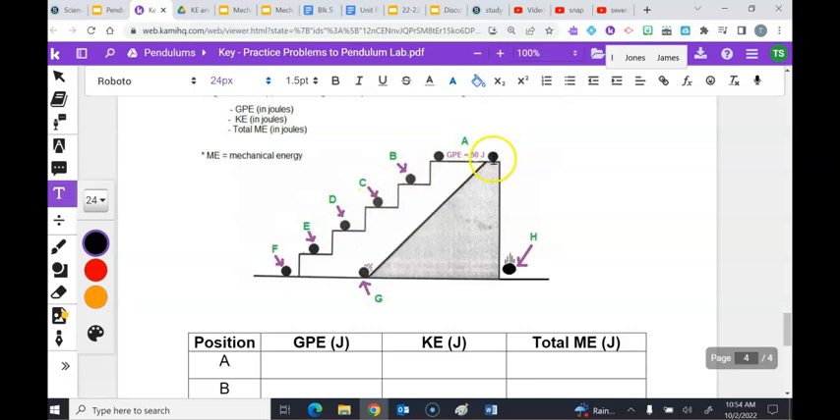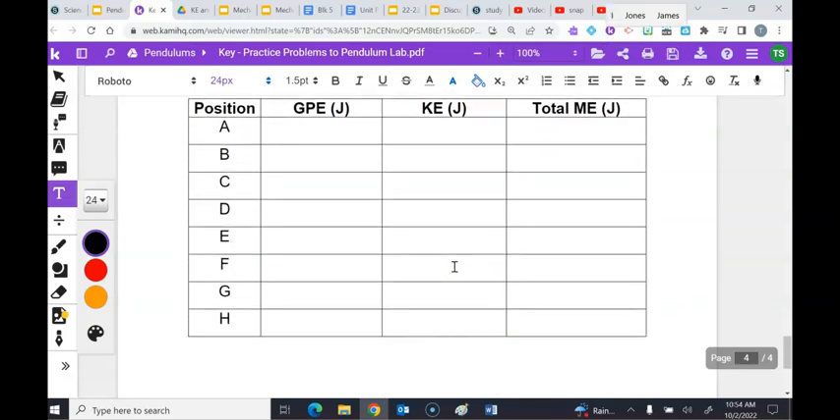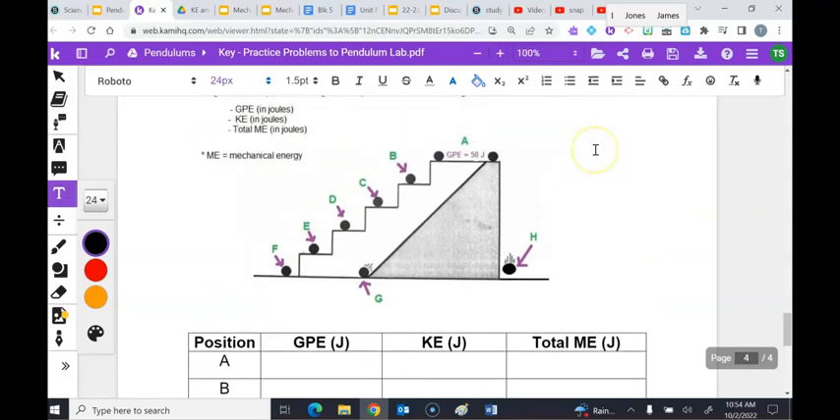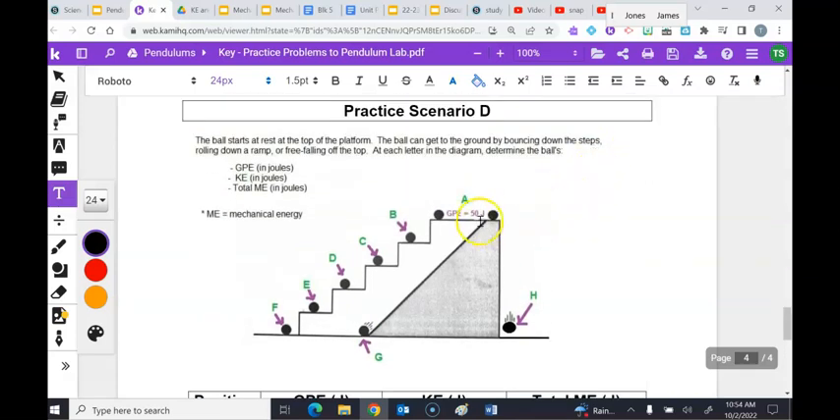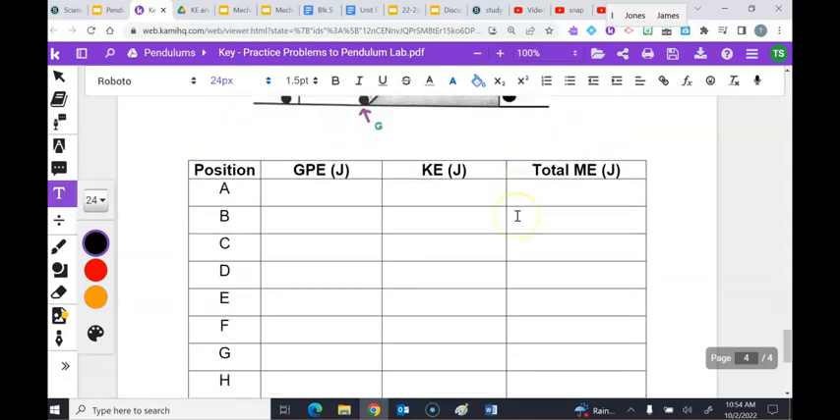The other option is that the ball can roll down the ramp. The other option is that the ball can free fall down. So you're going to complete this data table so that the total energy of the system comes to 50 joules every single time.